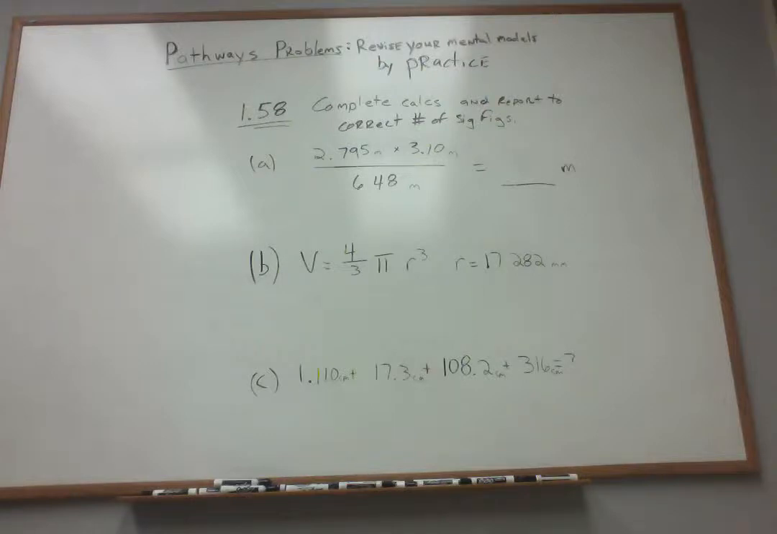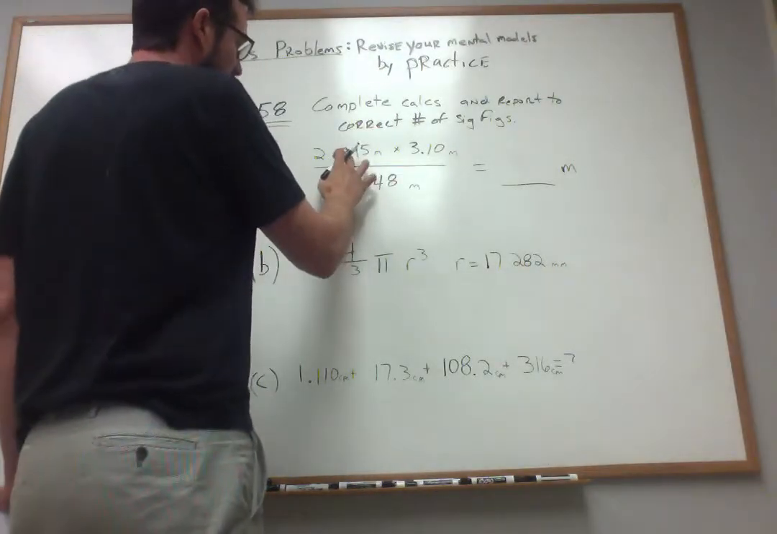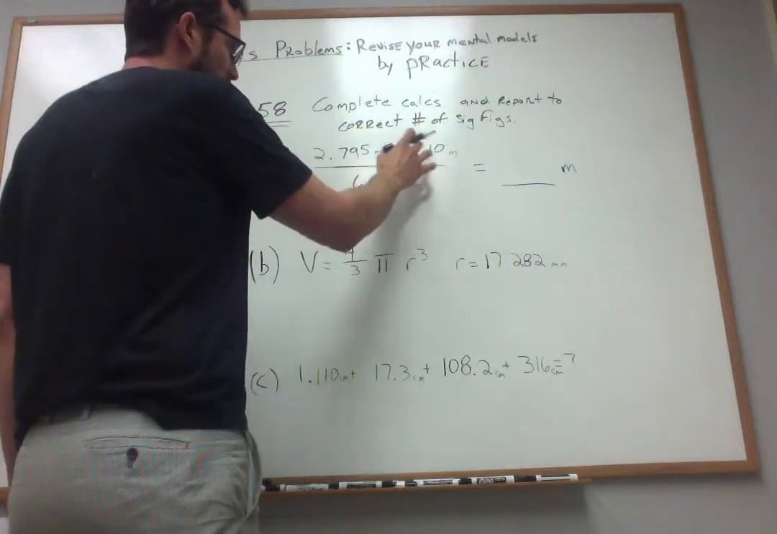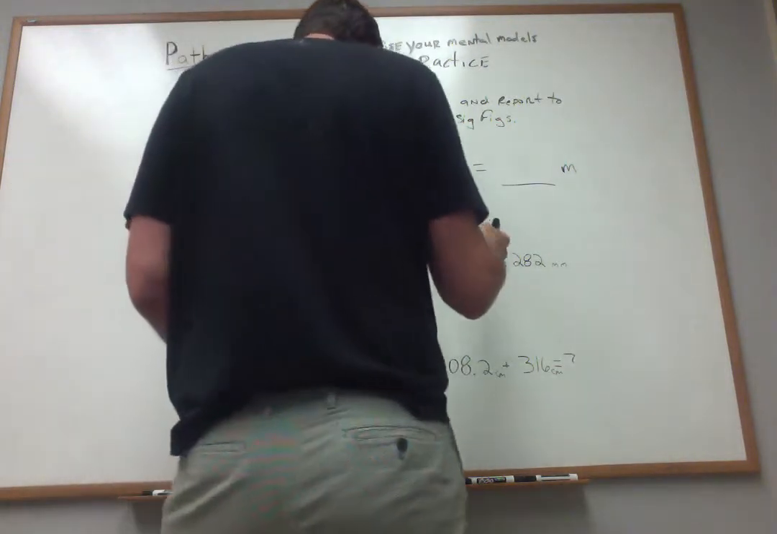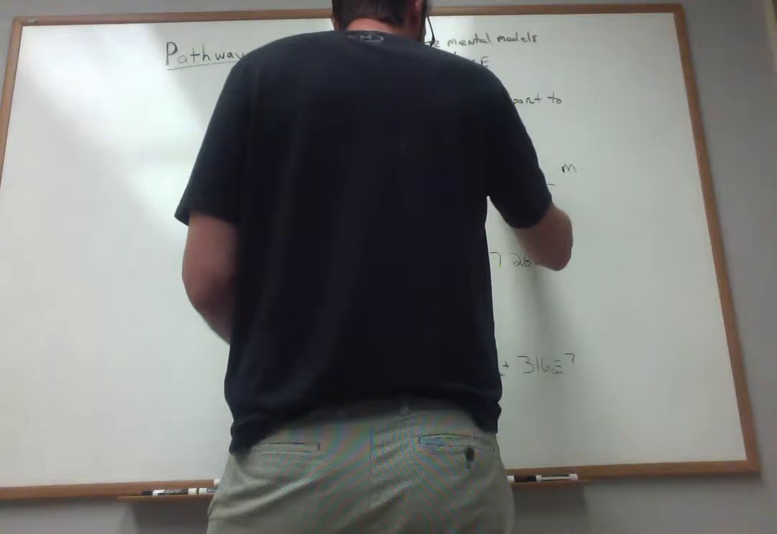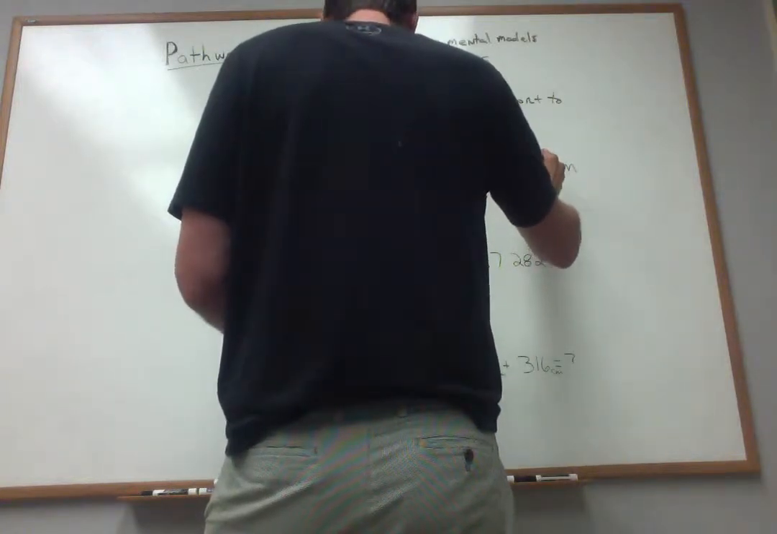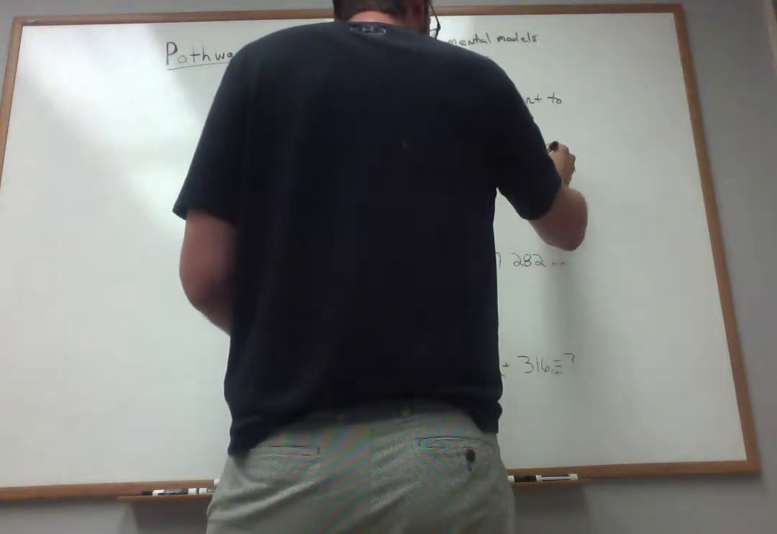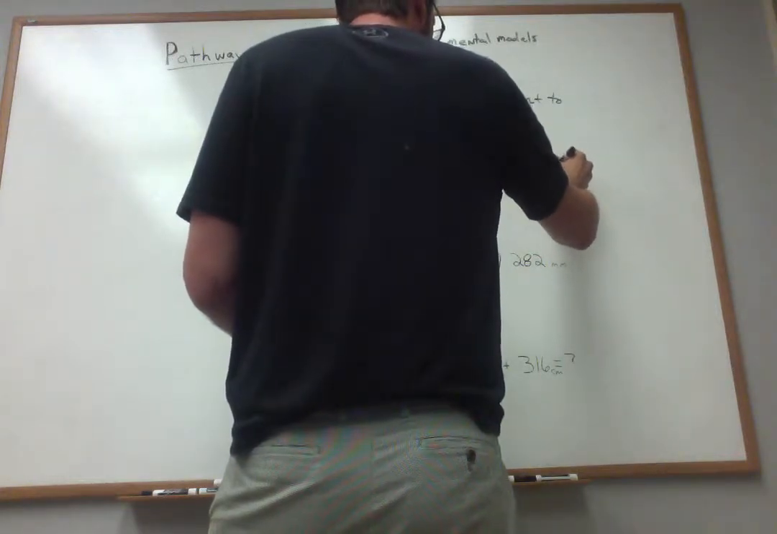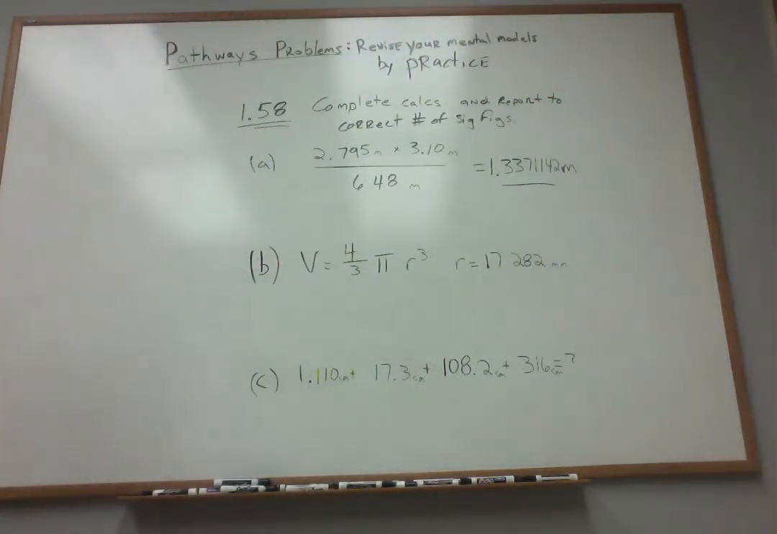So how in the world are we going to do this? Well, what I would like you to do to work these problems is to go ahead and work the math on your calculator at first. What that means is take this, multiply it by this, take that result and divide it by 6.48. If you go ahead and do that, what you'll get on your calculator, or at least what I got, was 1.3371142.